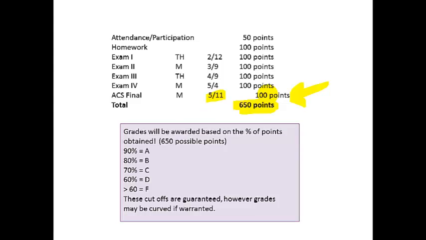Just like in most classes, a 90% or higher is either an A or an A minus. An 80% or higher is either a B plus, a B, or a B minus. 70 or higher is some form of a C. 60 or higher is some form of a D. And below 60 is an F. These cutoffs are guaranteed. However, the grades may be curved up if warranted.